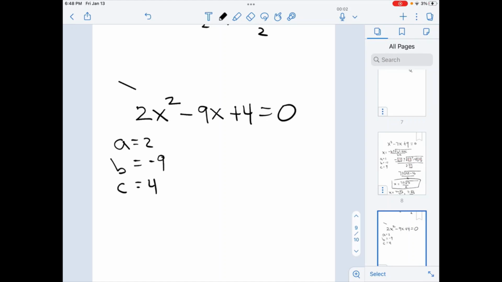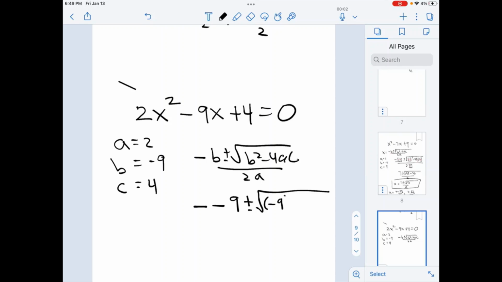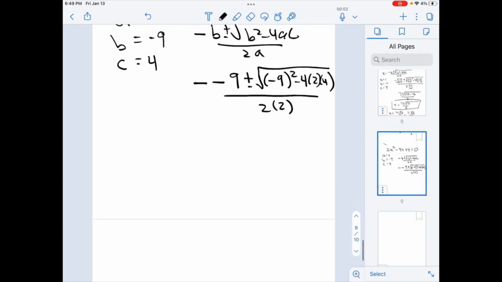The quadratic formula is negative b plus or minus the square root of b squared minus 4ac all over 2a. So right here we're going to do negative 9 plus or minus the square root of negative 9 squared minus 4ac all over 2a. Okay, cleaning this up a little bit, let's see what we get. Negative 9 means a positive 9, plus or minus the square root of 9 squared is 81. 4 times 2 is 8. 8 times 4 is 32, all over 4.